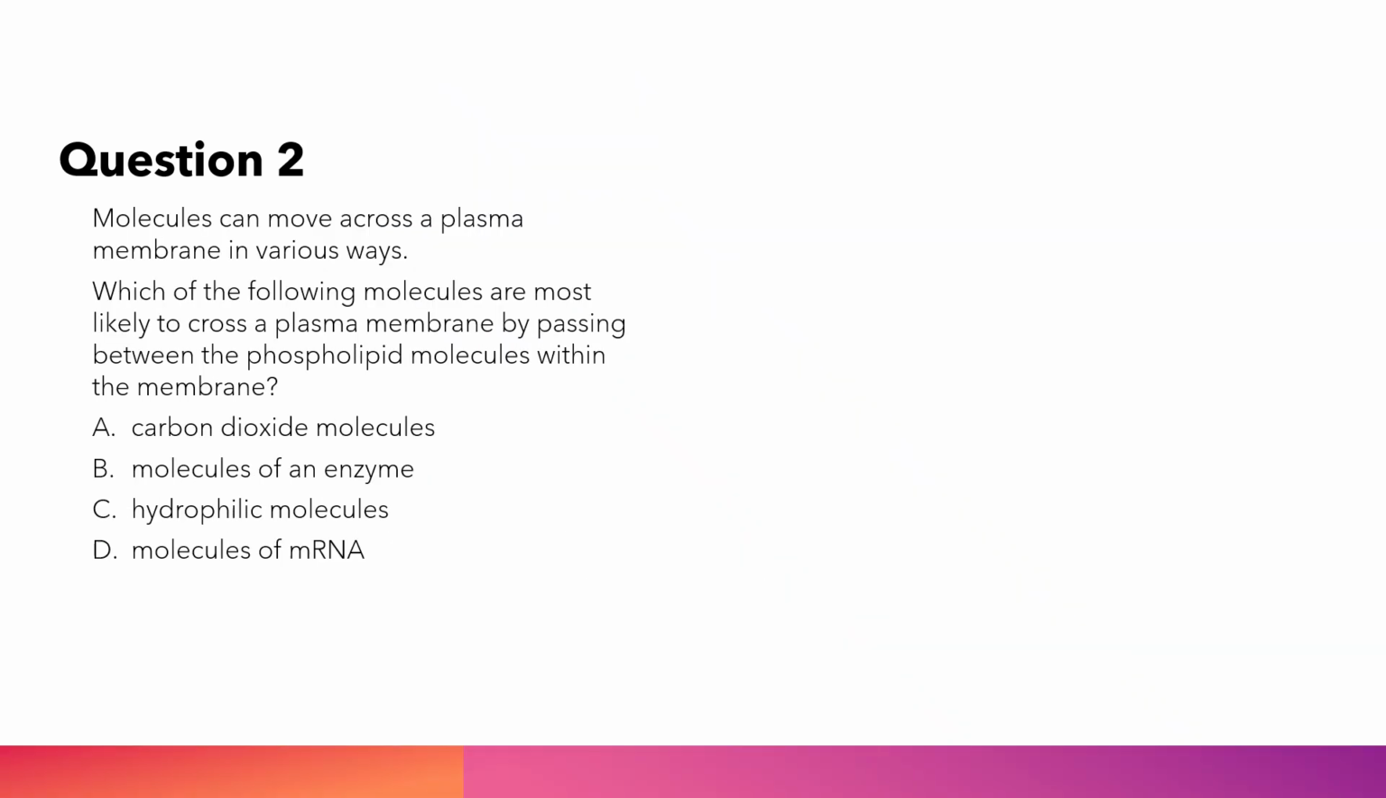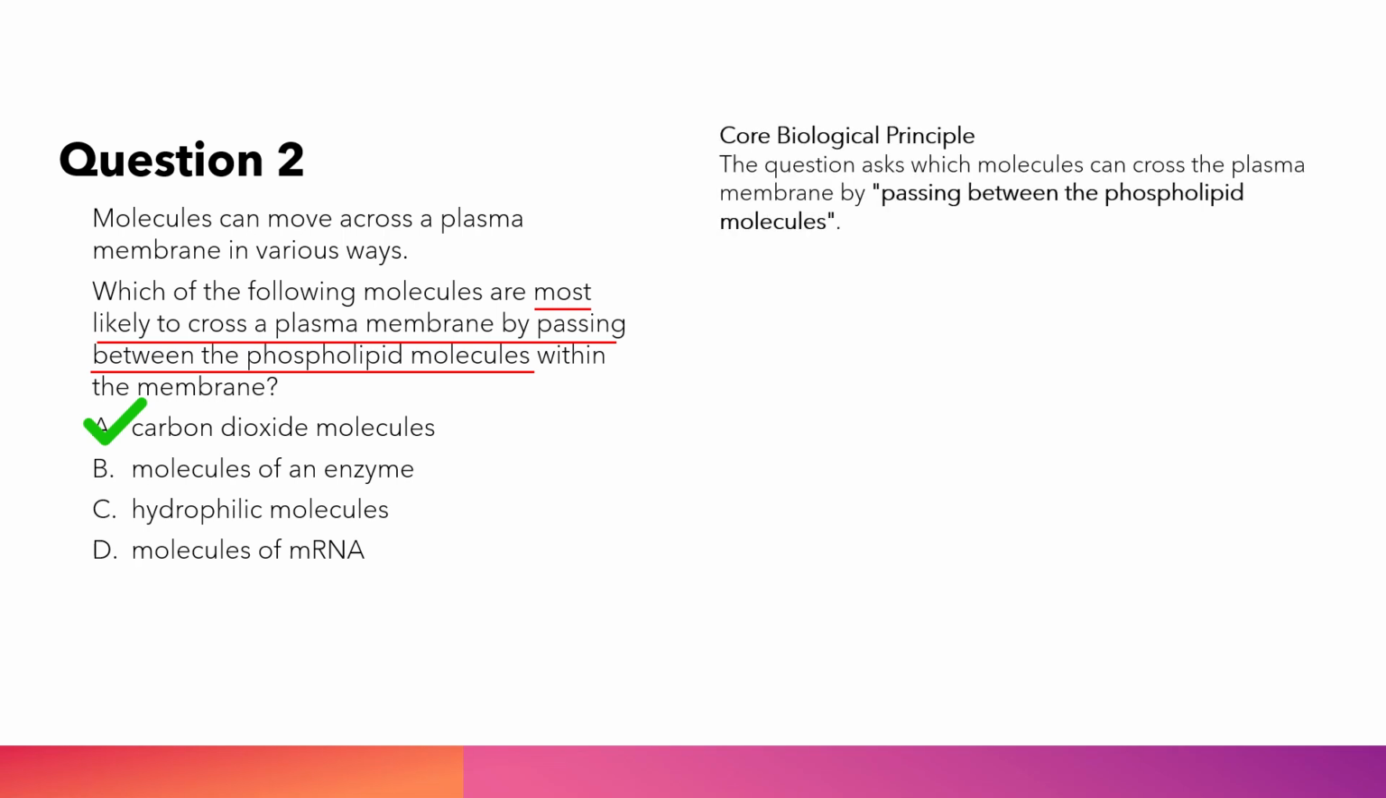The question asks which molecules can cross the plasma membrane by passing between the phospholipid molecules. This specifically describes the process of simple diffusion. The correct answer is A. Carbon dioxide molecules. Why? Nature of the bilayer.